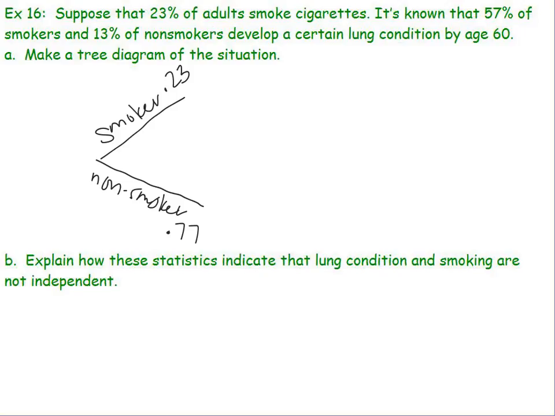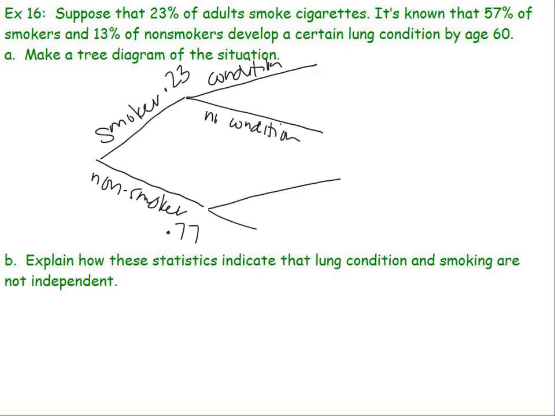So from both of those, then we have 2 more options. It talks about developing a lung condition. So obviously, they're either going to develop a lung condition or they're not going to develop a lung condition. So I'm going to make 2 more sets of branches here. I'm just going to say condition or no condition. And I'm going to do the same thing here. Condition or no condition.